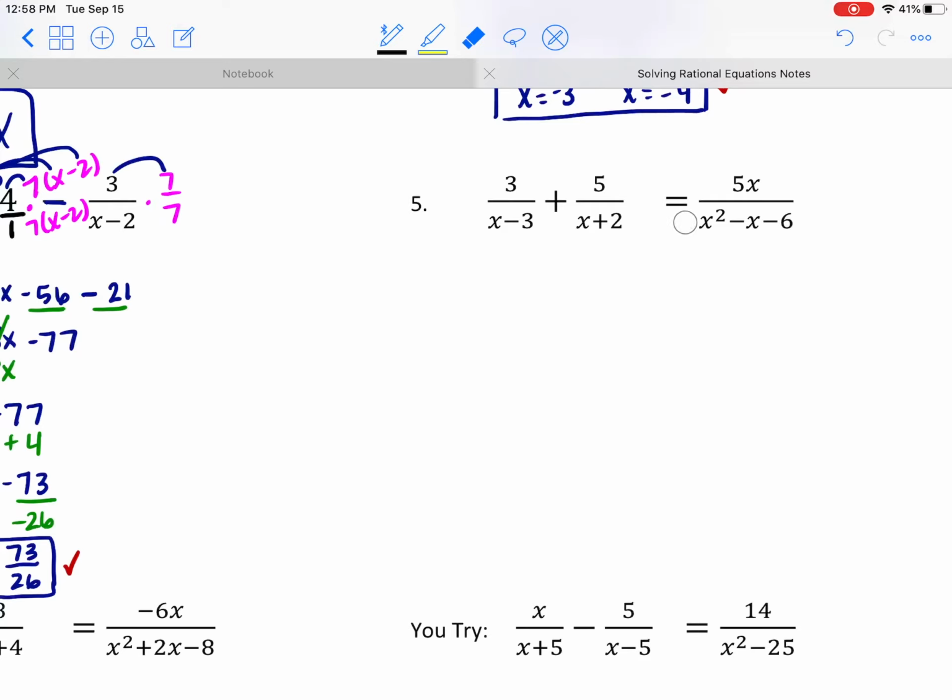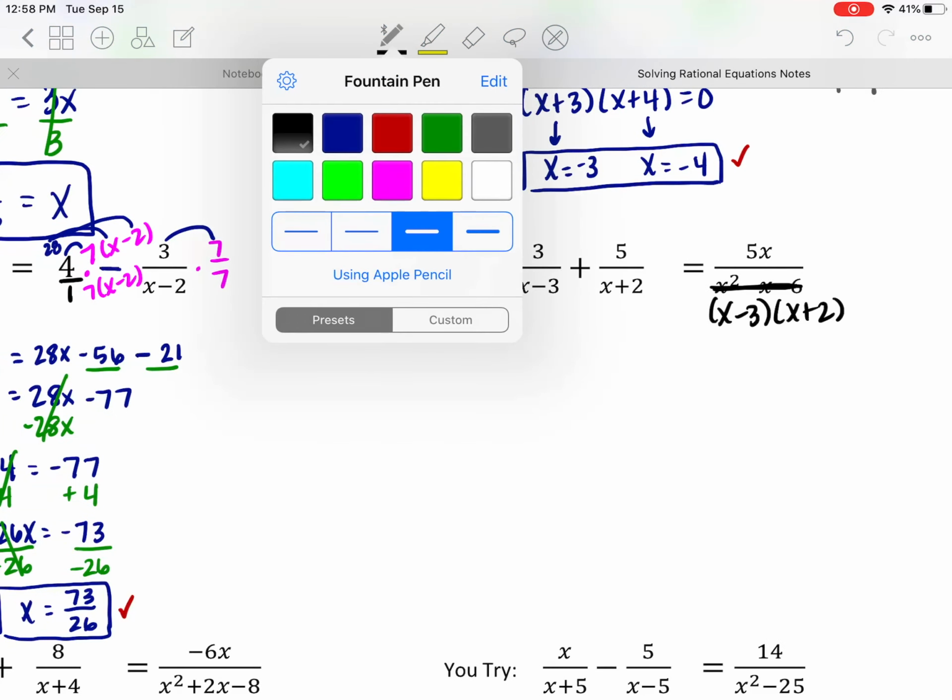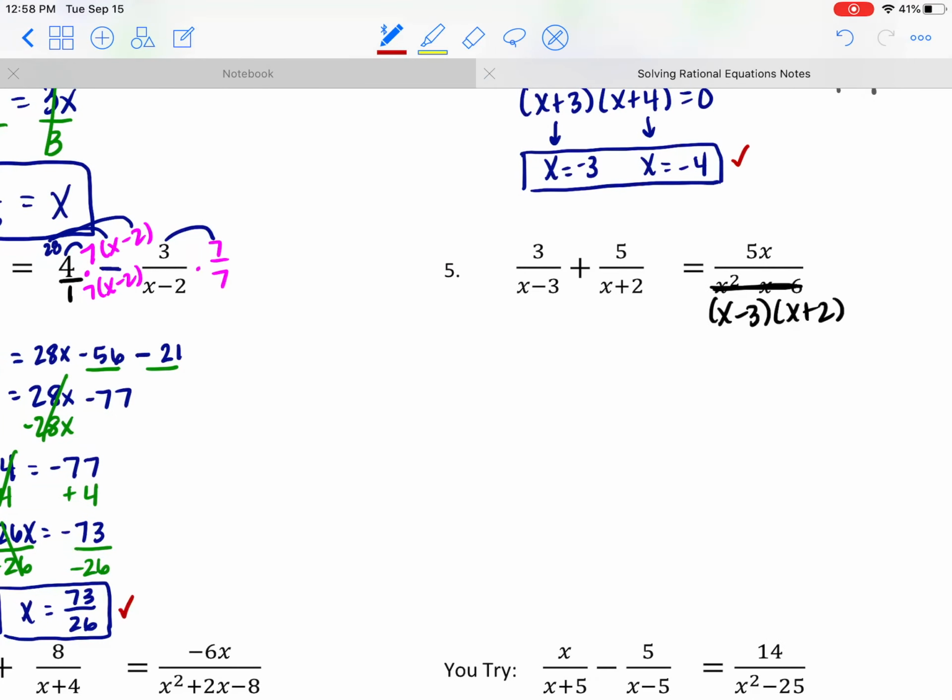It conveniently factors into an x minus 3 and an x plus 2. So that's the denominator we're looking at here. Okay? So what is restricted? What can x not equal? Well, x cannot equal a positive 3, and it cannot equal a negative 2 because they'd mess up the fractions. Put zeros in the bottom, no good.